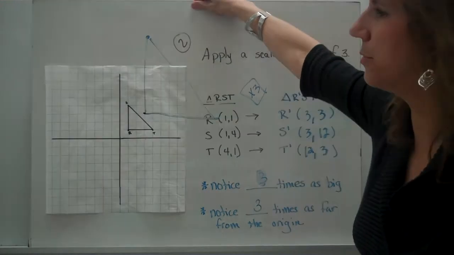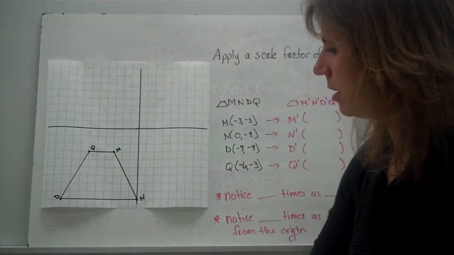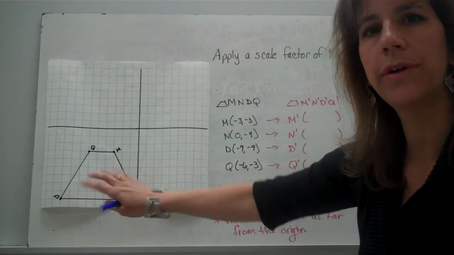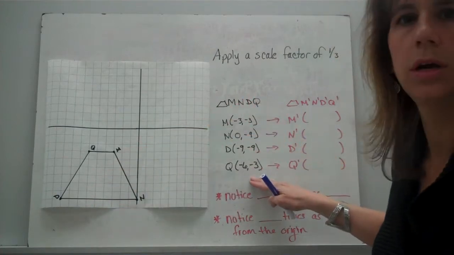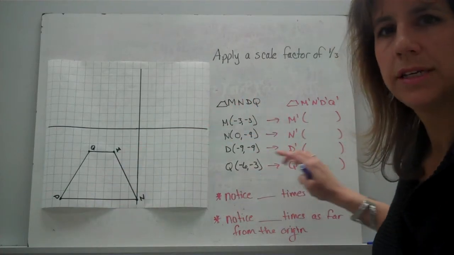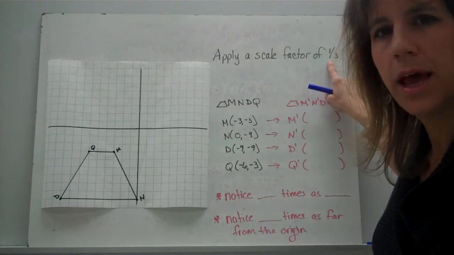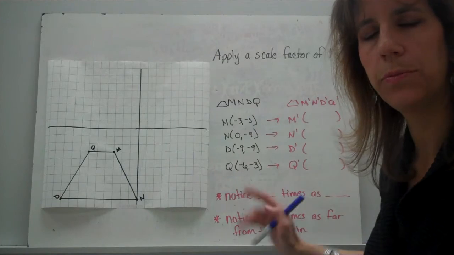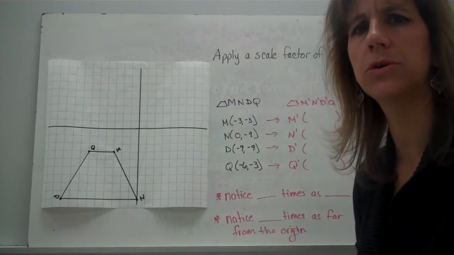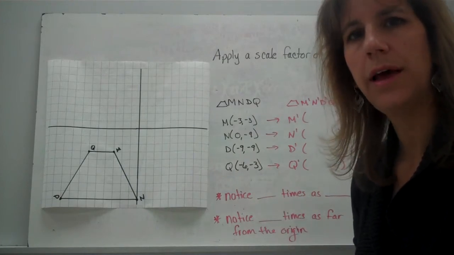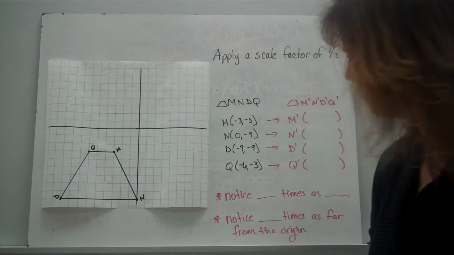All right, let's try another one. Go ahead and pause the video, record your shape as well as your original ordered pairs. See if you can apply a scale factor of 1/3 this time. As you're recording the shape and the ordered pairs, kind of get an idea. What do you think is going to happen? Make a prediction, and then go ahead and work it out and see how you do.